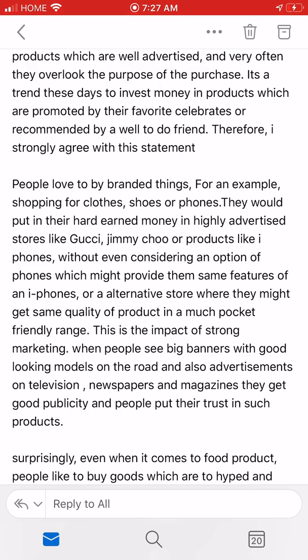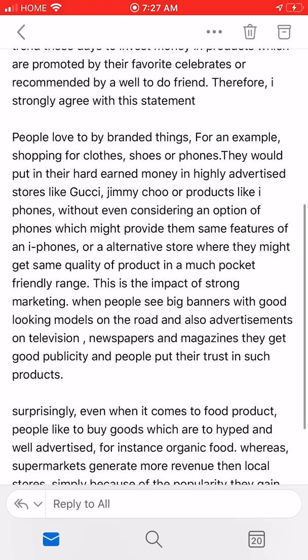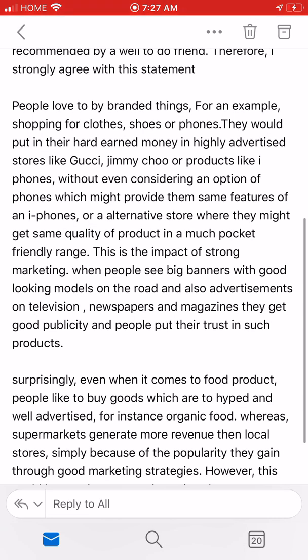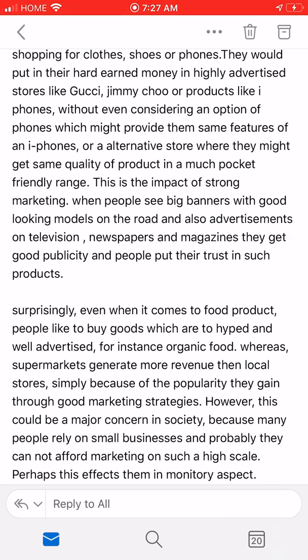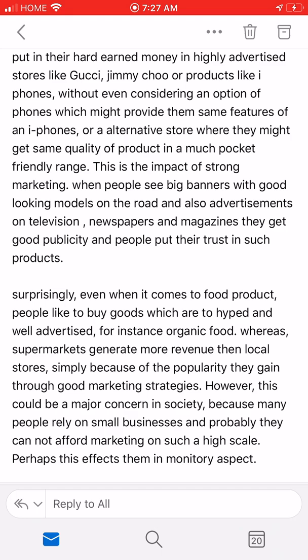This is the impact of strong marketing, where when people see big banners. Do you see an error? Why W is small? When people see big banners with good looking models on the road, and also advertisements on television, newspapers and magazines, they get good publicity and people put their trust in such products. Surprisingly, I'm also surprised why S is small. Okay, proceed. Surprising, even when it comes to food products, she should have written food products. People like to buy goods to which are hyped. Why are too hyped? Which are hyped and well advertised.